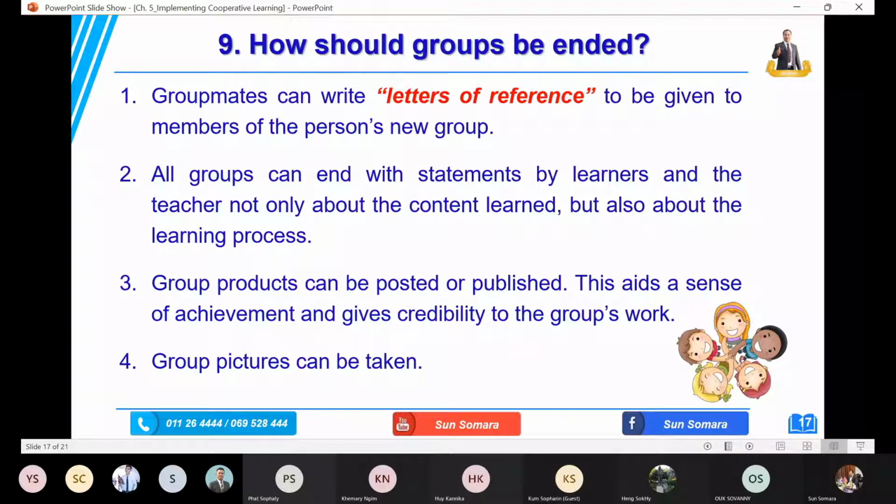Any question about this part? Anything you want to ask or add? No, teacher. I think it is appropriate, and happy, when we can end the group with a group picture taken. Yeah. Okay. Thank you.